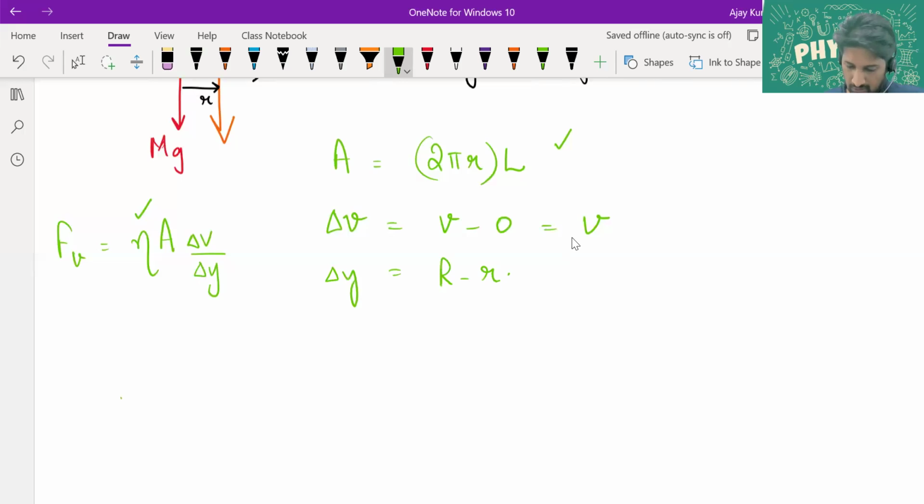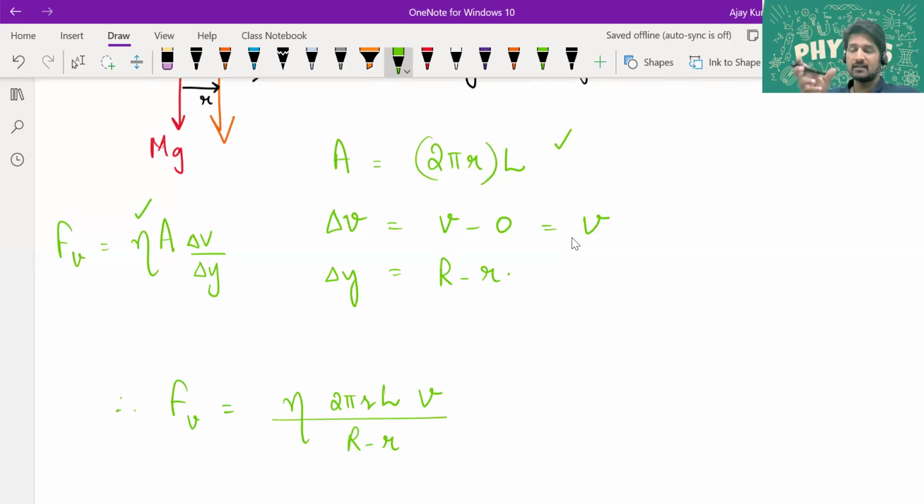Therefore, the total viscous force acting on the cylinder as it falls down is eta, area of contact is 2 pi small r into L, delta V is V itself, divided by delta Y, which is capital R minus small r.